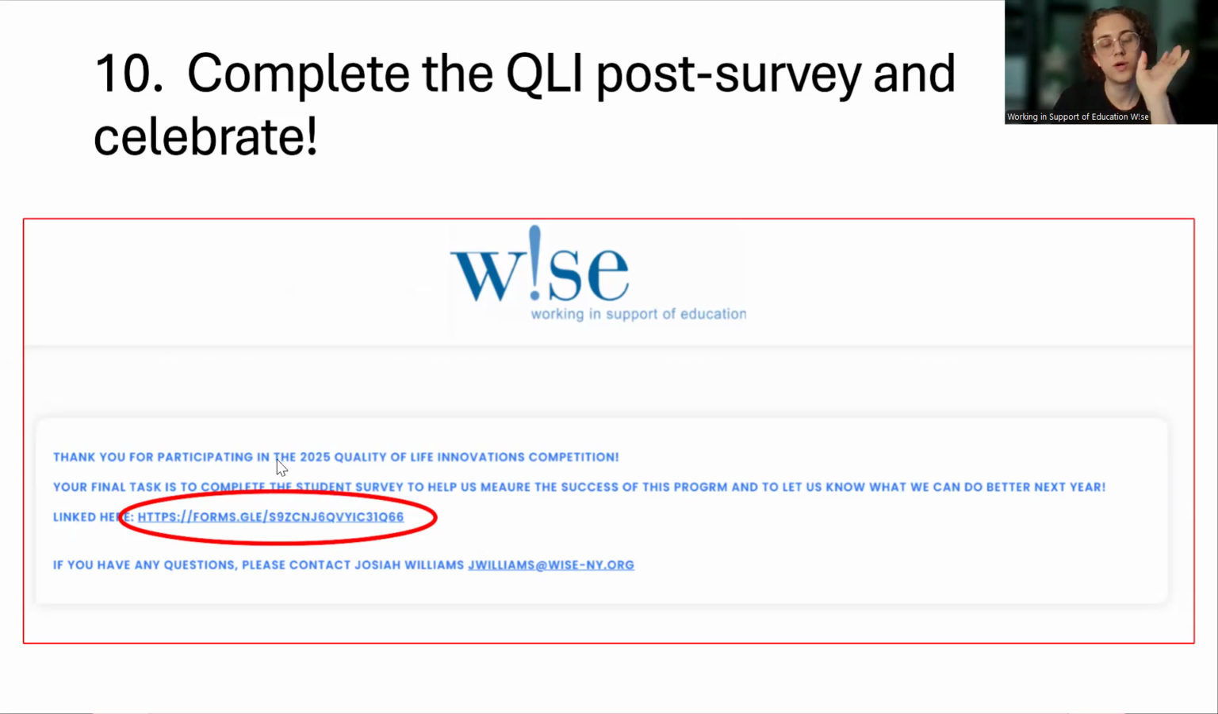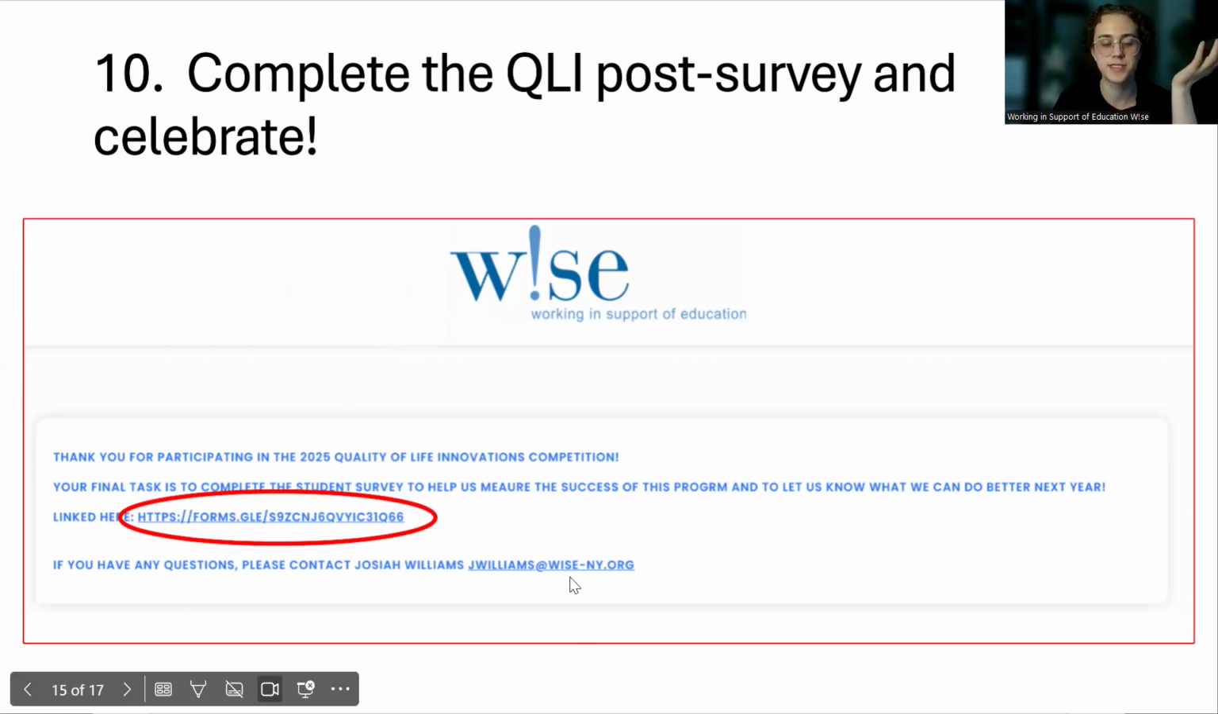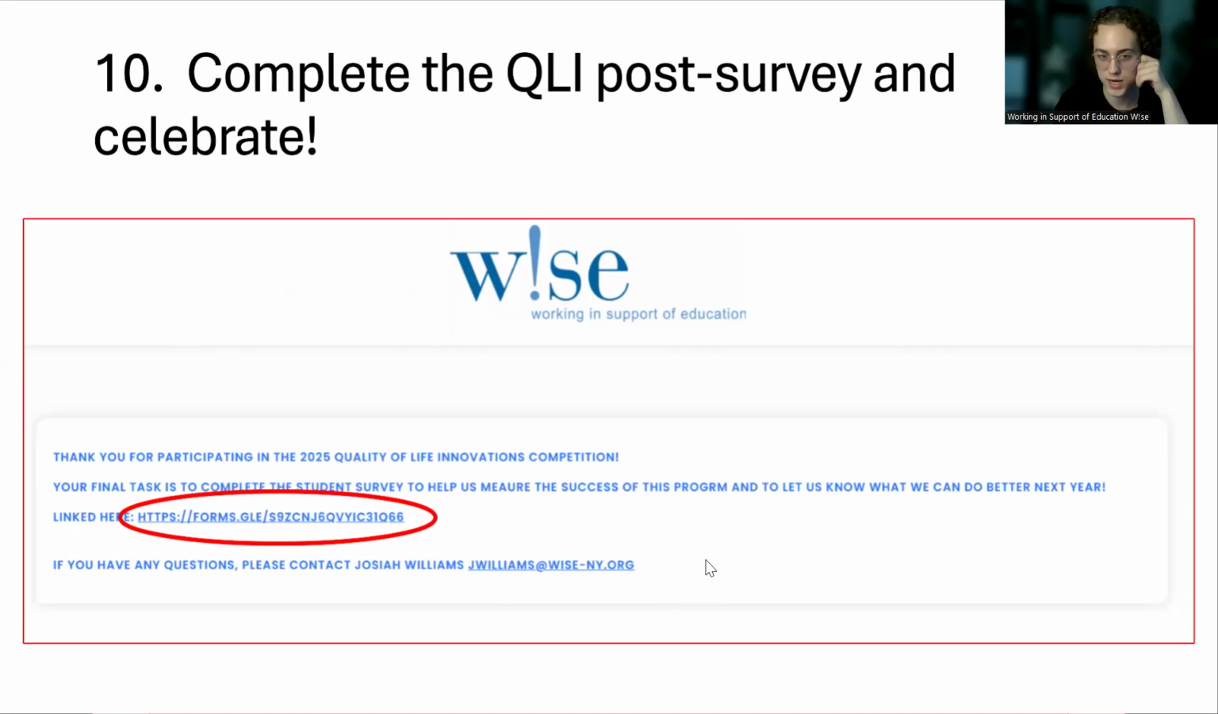So once you're on this page, you'll just click this link and it'll take you to the Google form. I'm not going to lie and tell you it's quick. It's three different sections with a few questions. So it may take about 10 minutes, less than 10 minutes, hopefully. But yeah, and then if you have any questions or concerns, you can always email me, jwilliams@wise-ny.org.